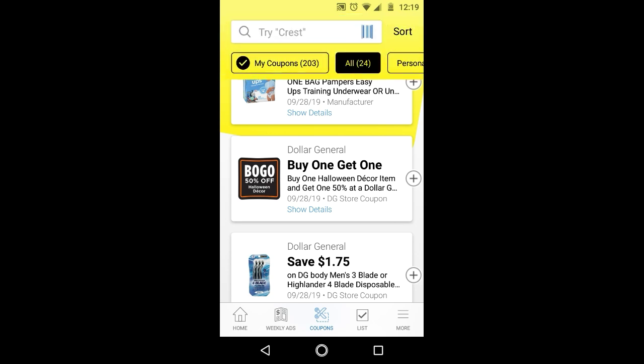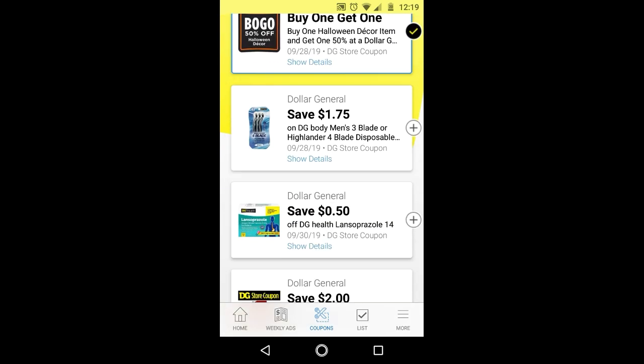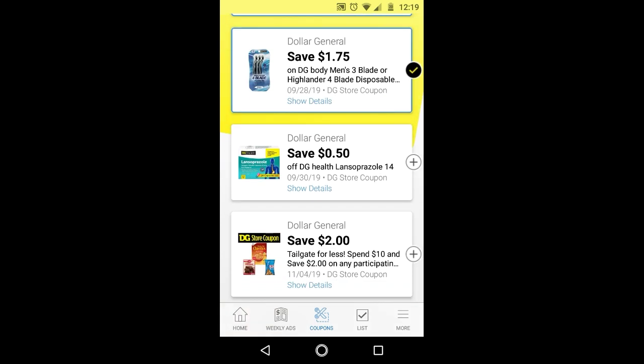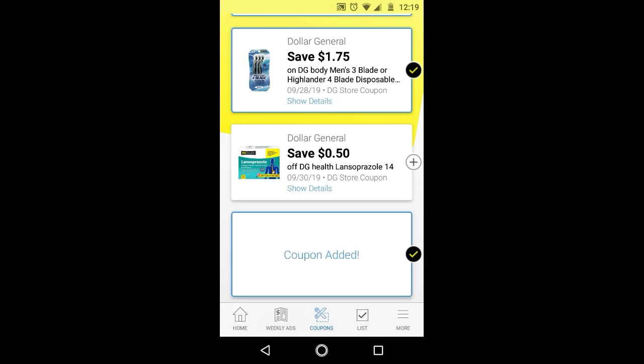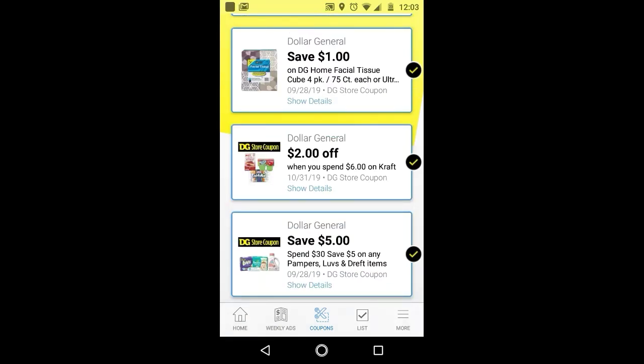And here is BOGO. Is it BOGO free? Oh, it's BOGO 50% off Halloween decor. And I will clip these just to have them. And we have, let's see, $2 off 10 General Mills products. So I'll clip that. I think that is it.